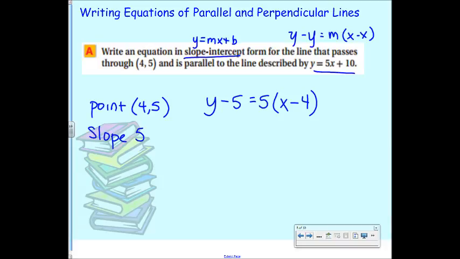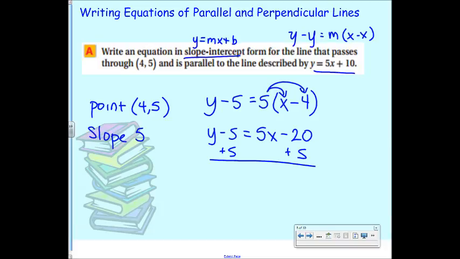So I go y minus 5 equals 5x minus 20. Good, because I've got to do it to the x and the 4. And then the last thing I do is just add 5. How come I add it here underneath the 20 and not to the 5x? Has to have a like term, so I have to add it to something that doesn't have an x. So all I have left on this side is y, and then what does this give me?